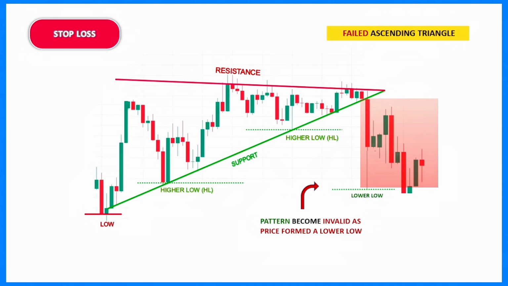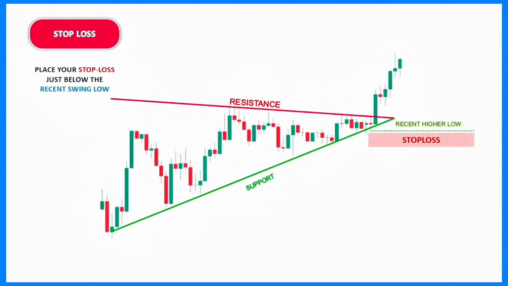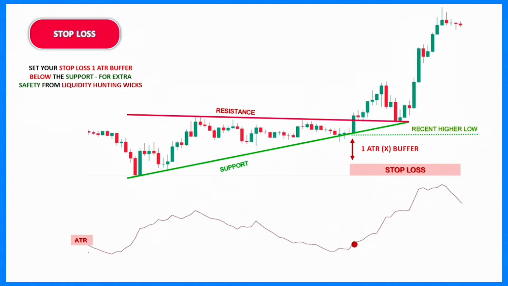Because this pattern forms higher swing lows, if price breaks below the most recent swing low and makes a lower low, that's a clear sign your analysis is wrong. That's why your stop loss should be placed just below the most recent swing low, giving the trade enough room to breathe. You can also add a small buffer, such as one ATR, below that low for extra protection. I hope this is now clear.